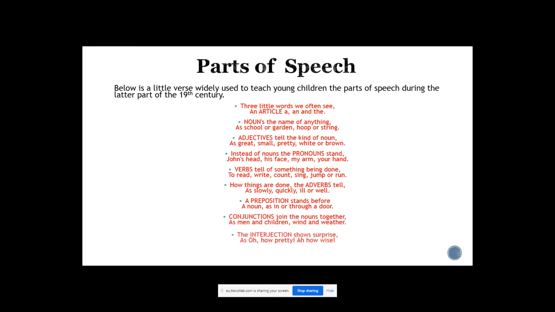So as you see, it is a short verse where you can find how parts of speech were defined for young children so that it is easier for them to memorize and to understand.